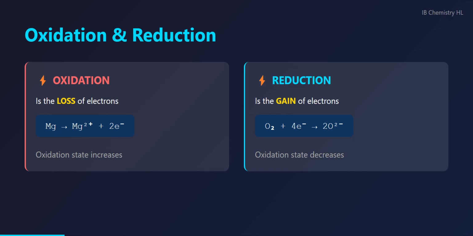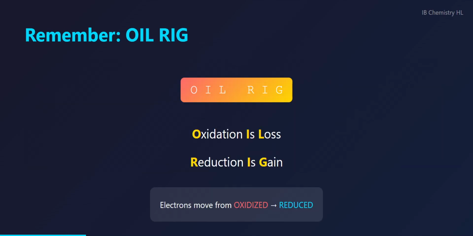Let us start with the fundamental definitions. Oxidation is the loss of electrons. When a species loses electrons, its oxidation state increases. Reduction is the gain of electrons. When a species gains electrons, its oxidation state decreases. A helpful mnemonic is OIL RIG: oxidation is loss, reduction is gain.